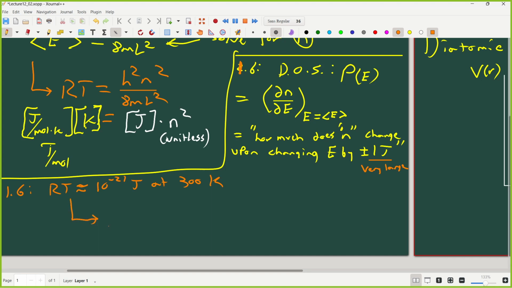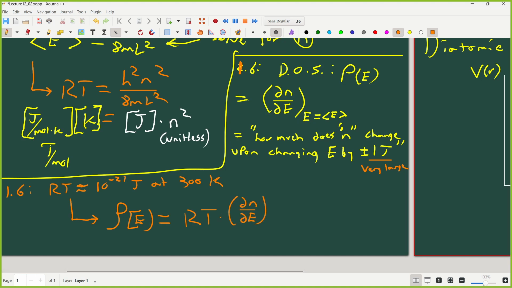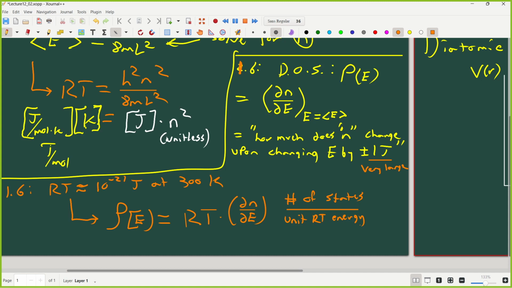So what we really wanted to calculate, and this was my announcement, is that the density of states at the energy is RT times this derivative. Right? And this is the number of states per unit RT energy. So this tells you roughly, locally, in the range of energies that a helium atom at this condition would have, how many states are available, how many possible energies it can have.